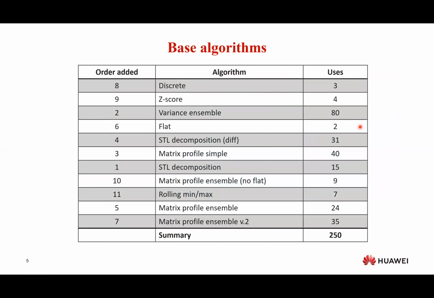And this is the list of all the base algorithms that we used in the final version in the order that they are applied. So it's a total of 11 different algorithms, but some of them have some similarities. There's two different versions of STL decomposition-based methods, and there are 4 different versions that use the matrix profile in some way.